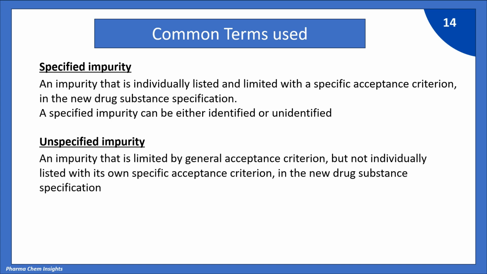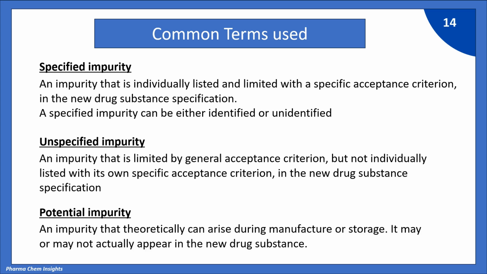Unspecified impurity. An impurity that is limited by general acceptance criterion but not individually listed with its own specific acceptance criterion in the new drug substance specification. Potential impurity. An impurity that theoretically can arise during manufacture or storage. It may or may not actually appear in the new drug substance.